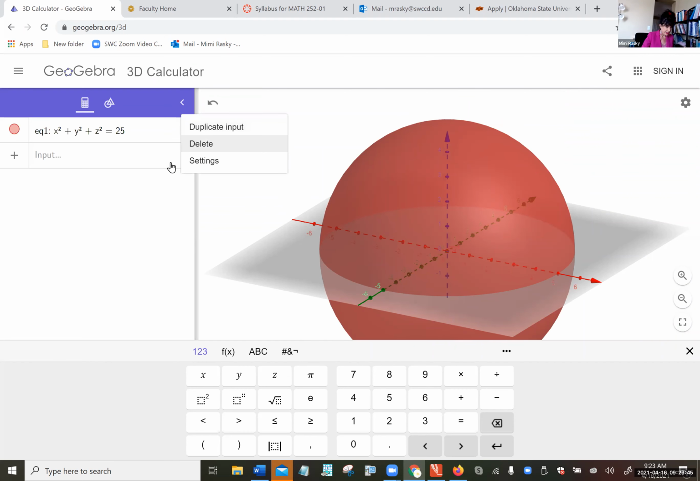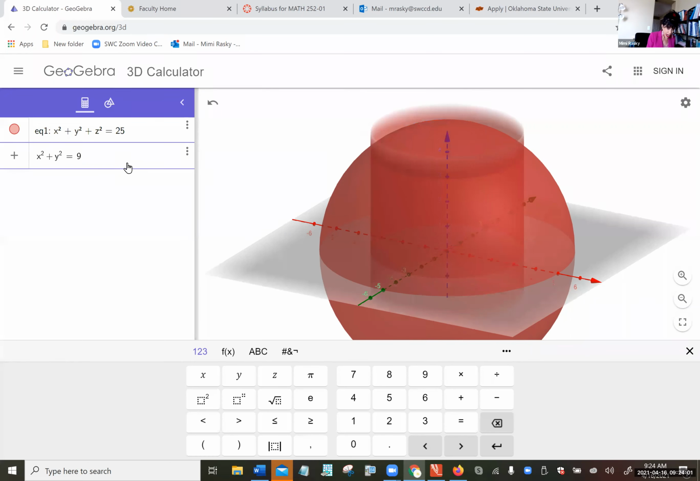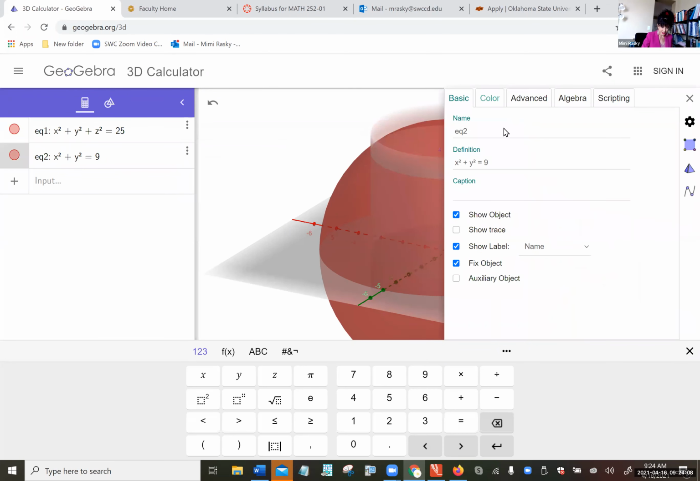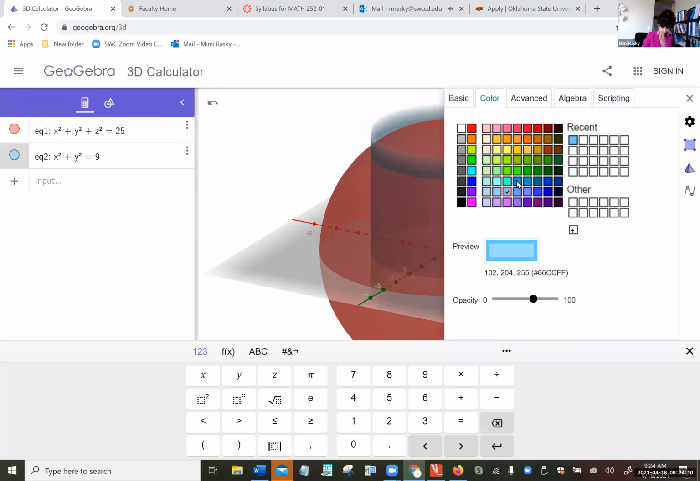And then we want a new input here. So what is the cylinder? And you guys remember cylindrical surfaces, right? It's just this x squared plus y squared equals 9. Let's do settings, color, and change it to blue. How about green?